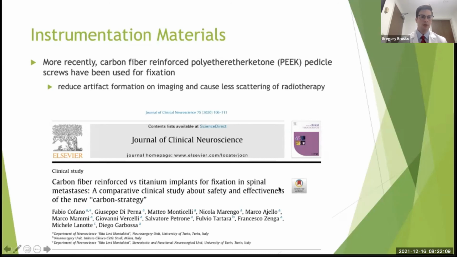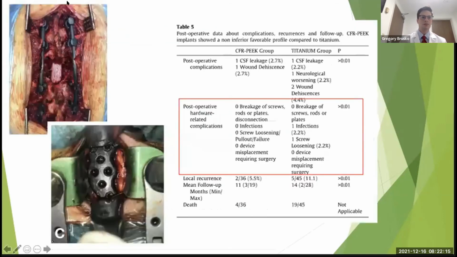And so this paper was a trial that looked at carbon fiber reinforced PEEK cages versus titanium. And two of the examples are seen here. This is an ACDF plate that's carbon fiber reinforced, as well as some thoracic or lumbar instrumentation here.